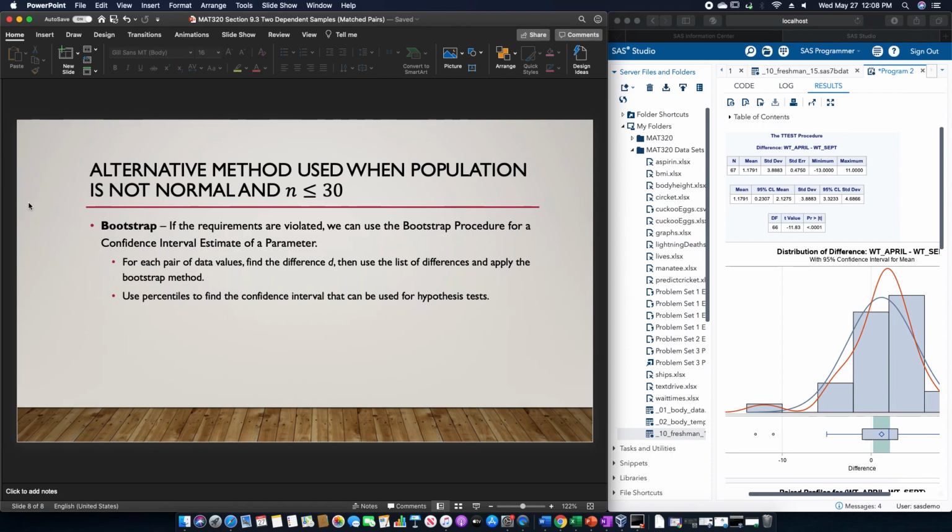An alternative method that we could use when the population is not normal and the sample size is less than or equal to 30 is to use the Bootstrap method, which we've looked at before. If the requirements are violated, we can use the Bootstrap procedure for a confidence interval estimate of a parameter. For each pair of data values, we want to find the difference d, and then use the list of differences and apply the Bootstrap method. This uses percentiles to find the confidence interval that can be used for the hypothesis tests.